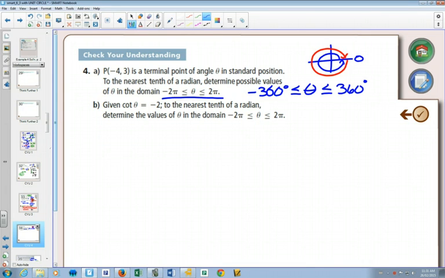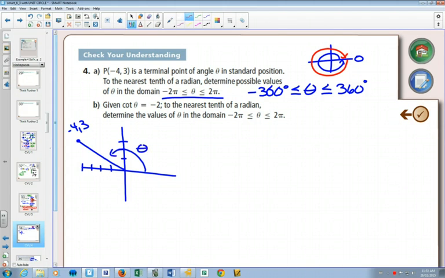So this is what it looks like. Same idea as before. We go to negative 4, comma 3. Draw that point on the terminal side of our arm. And we can think this will be our angle theta in the positive direction. This will be the angle theta in the negative direction.